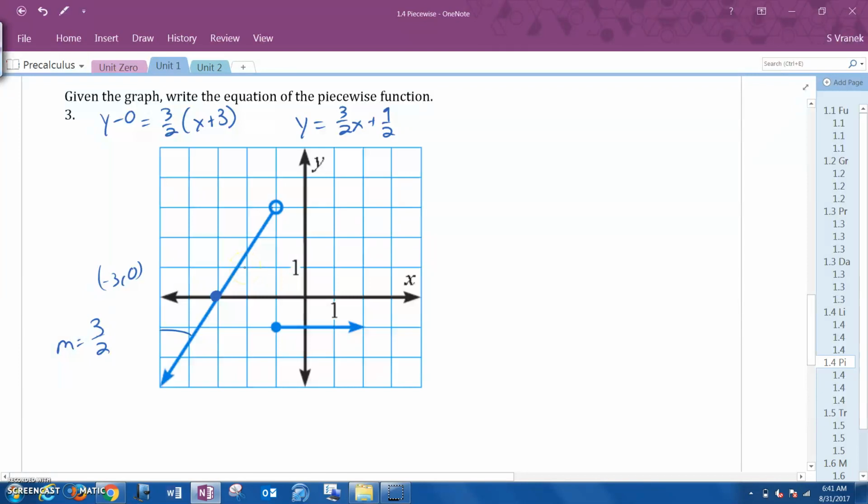So we know that equation. You should know the equation of this line over here, because it's a horizontal line at -1. So we'd say y equals -1. So now all we have to do is put it together.